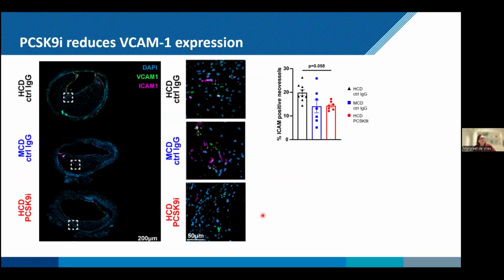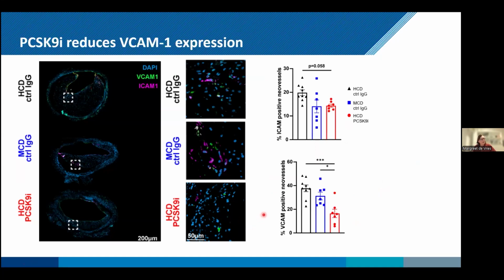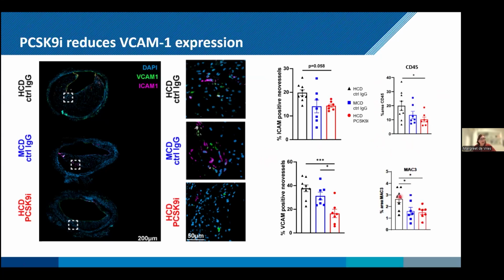and we quantified both the ICAM signal and the VCAM signal, and we could really see that the PCSK9 inhibition resulted in reduced VCAM numbers and a barely non-significant ICAM signal in these PCSK9 treated animals. As you can remember from previously, we saw a significant number of CD45 leukocytes and macrophages, but this was not cholesterol dependent.